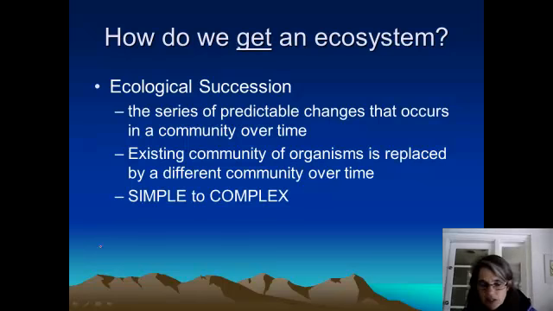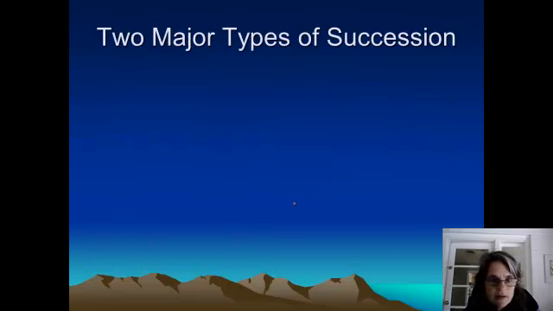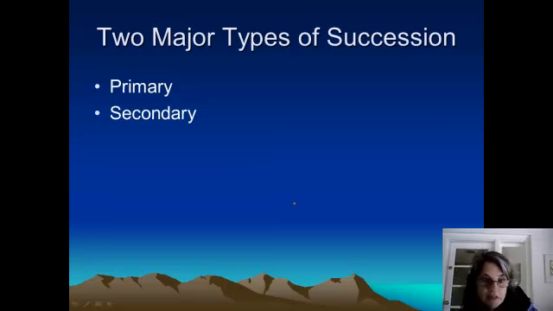Essentially, what you need to remember is that it's simple to complex. We start out with just a few organisms in an area, and then gradually the community gets increasingly complex over many, many years. There are two major types of successional change in ecosystems: primary succession and secondary succession. We will first talk about primary.